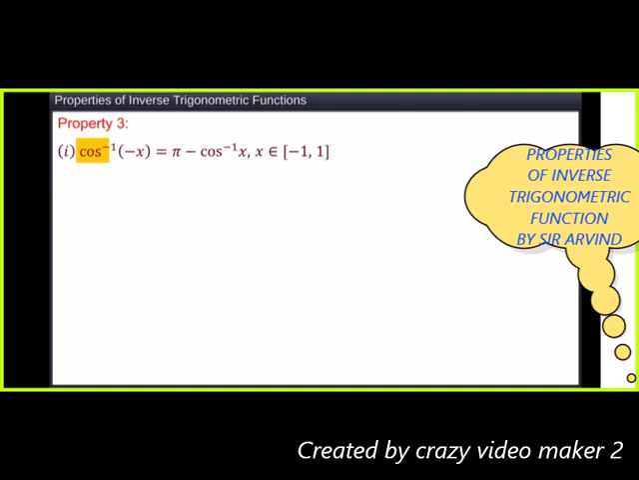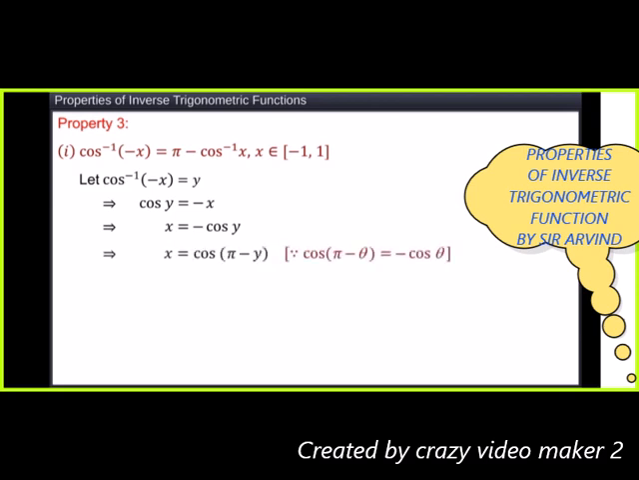So let us prove the first part: cos inverse minus x is equal to pi minus cos inverse x. Let us start. Let cos inverse of minus x be equal to y. It gives you cos y is equal to minus x, or x is equal to minus cos y. Now we can write this minus cos y as cos of pi minus y, because we all know cos of pi minus theta is equal to minus cos theta. So it gives you x is equal to cos of pi minus y.